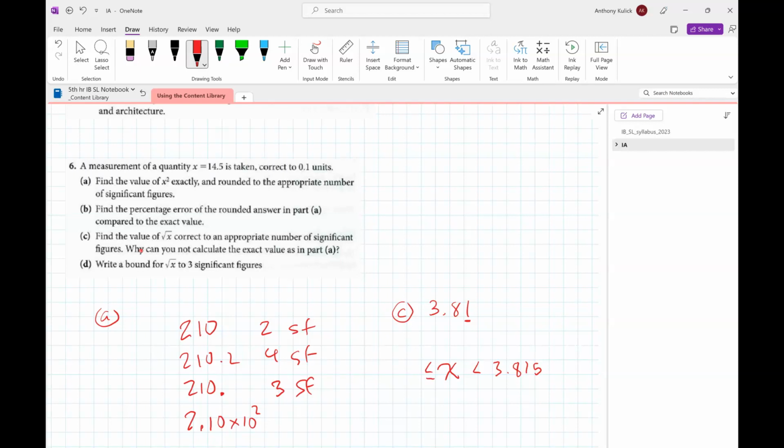And then the lower bound would have been that, right? Because that's the smallest it could have been to round up to 3.81, right? It could have been 3.805, and then anything bigger than that, we're going to round up all the way to 3.815. Will all get rounded to 3.81. Okay. Is that? Yeah. That feels okay?